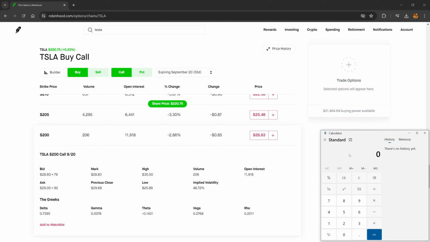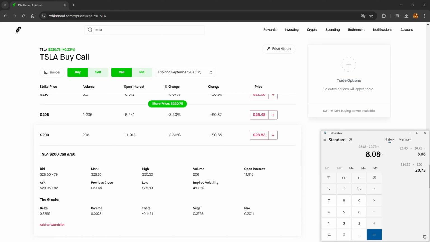So we'll take the 220.75 minus the 200, and that will give us 20.75. That is the intrinsic value, 20.75. Now, if we want to find the extrinsic value, we'll take the premium, which is the 28.83, minus the intrinsic value that we just found, which is 20.75, resulting in 8.08 extrinsic value.